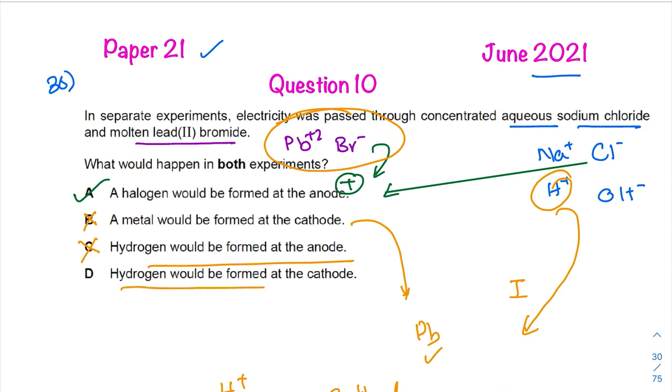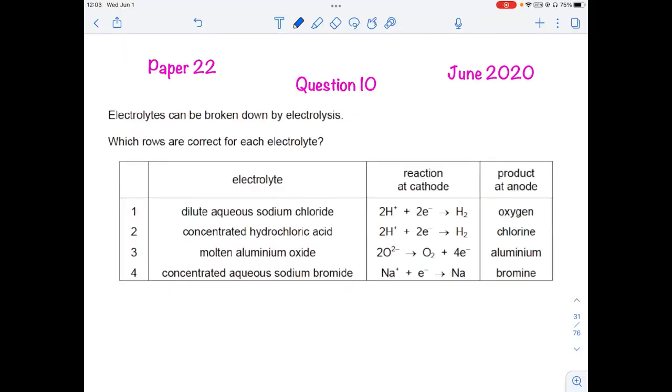Option D, it may be partially correct. Yes, it is formed at cathode, as we have just learned, but there is no hydrogen in the second experiment. So that's why it is also wrong. So options B, C, D are wrong. So only option A is correct. Next question, question number 37 from June 2020, paper 22, question number 10.